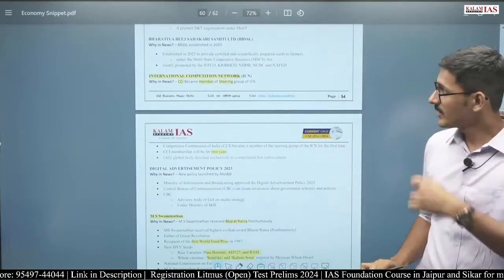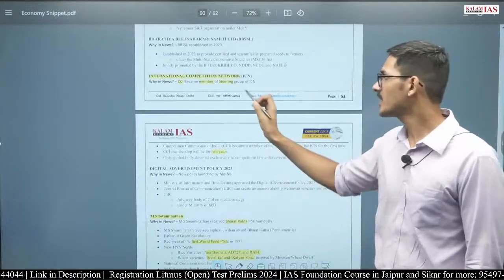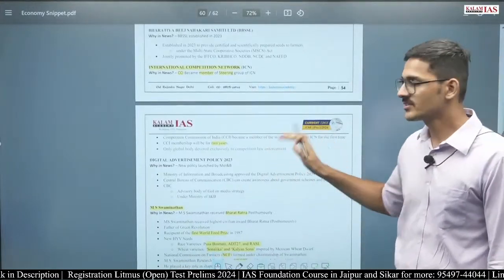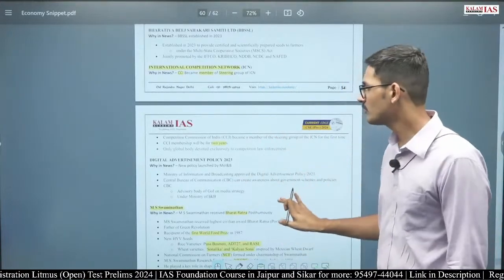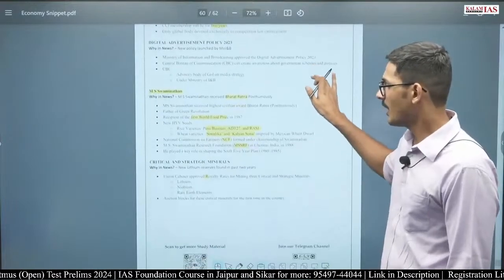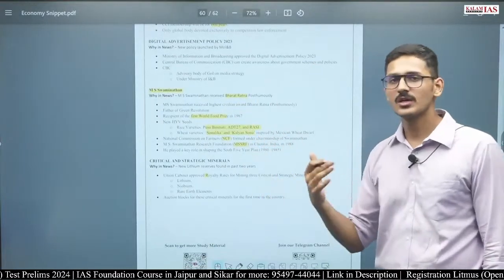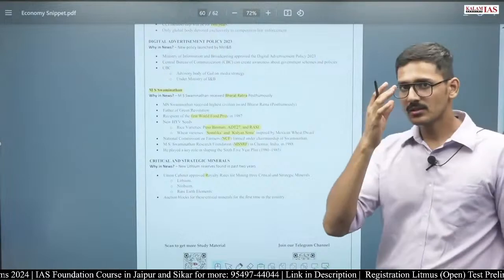International Competition Network. Competition Commission of India, CCI, became a member of the steering group of ICN. This is the first time that CCI has become a member of a steering group, and it will remain a member for the next 2 years. MS Swaminathan was also in news. He was awarded Bharat Ratna posthumously.